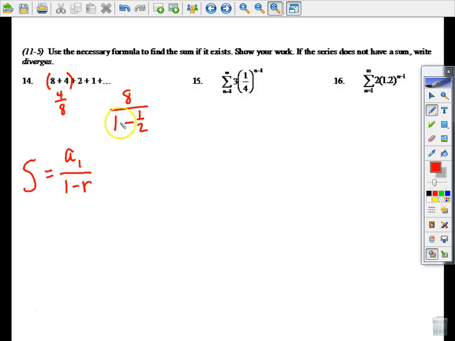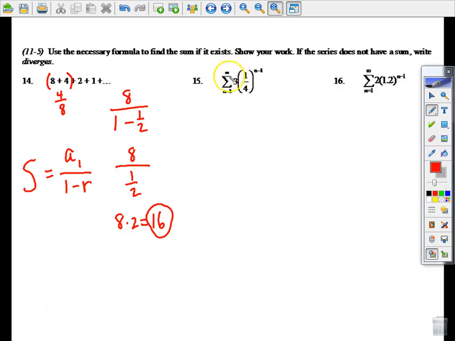And I want you to stay away from your calculators here. 8 divided by half, of course this comes out anyway as a whole number. 8 divided by half is the same thing as 8 times 2. So my answer for number 14 is 16.